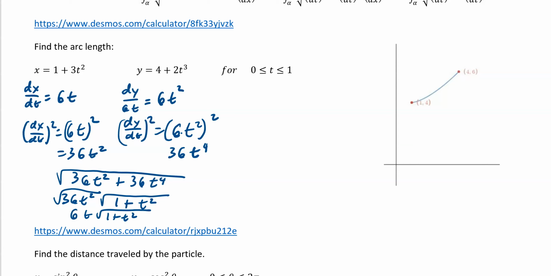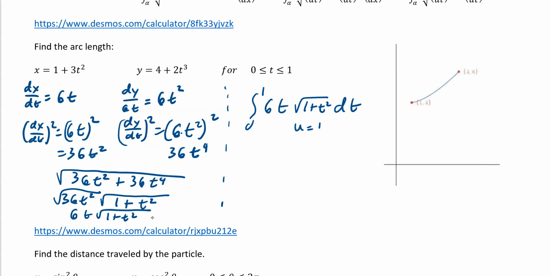So it's very similar to what we did with arc length of the regular functions, where we would take the derivative, add 1, and then square root it and simplify. And so we get all that done, and now we can do our integral. So we're going from 0 to 1 for t of 6t square root of 1 plus t squared dt. So there's our setup, and now we just take our integral.